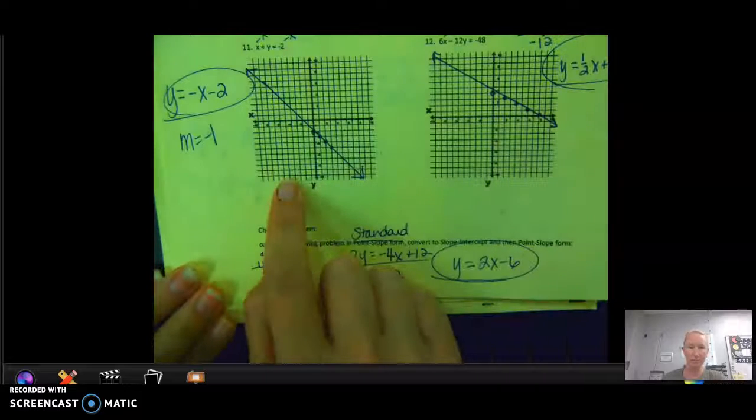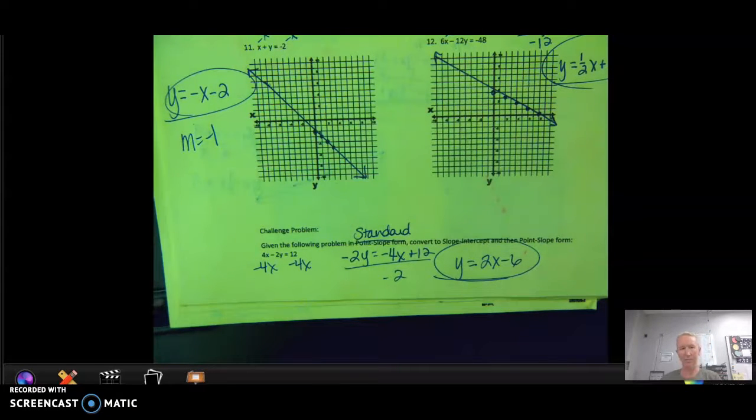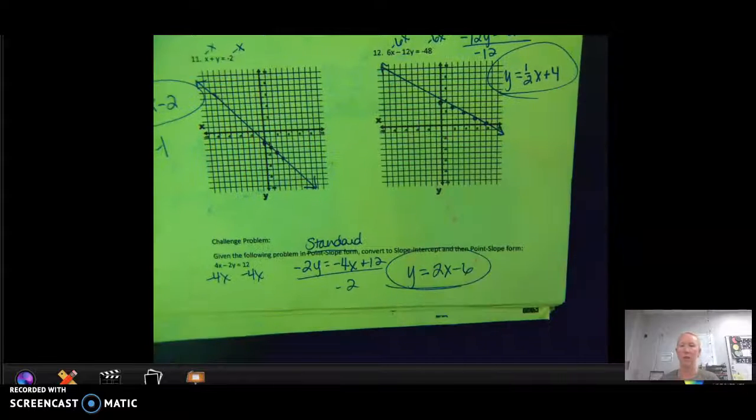So number 11 is y equals negative x minus 2. Your slope on that is -1, and your y-intercept is at -2. Number 12 is y equals 1/2 x plus 4. So your y-intercept is at 4, and then your slope is up 1 over 2.